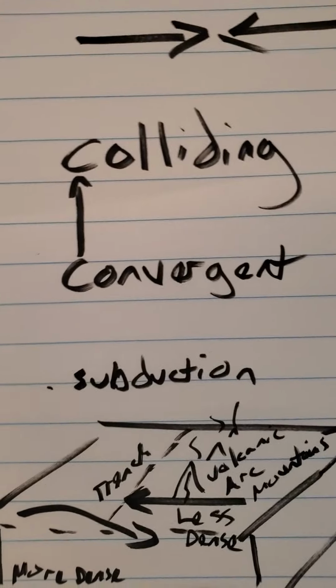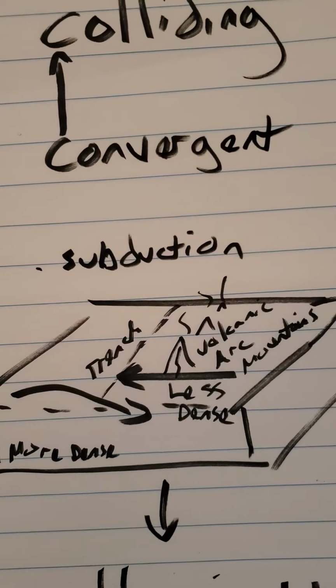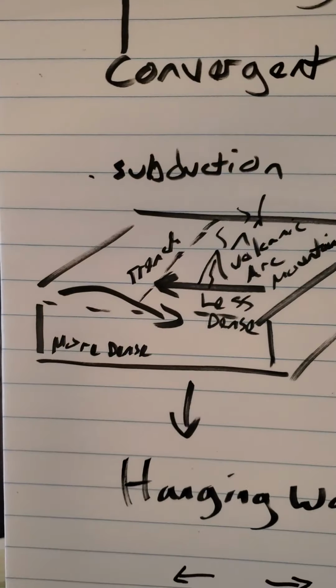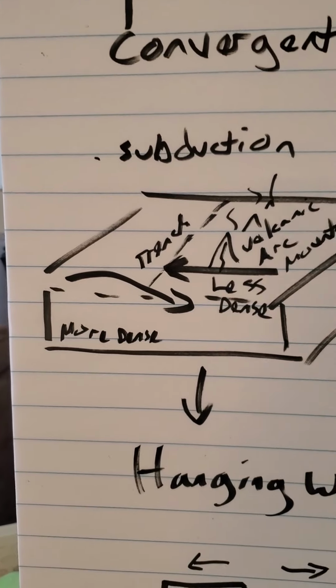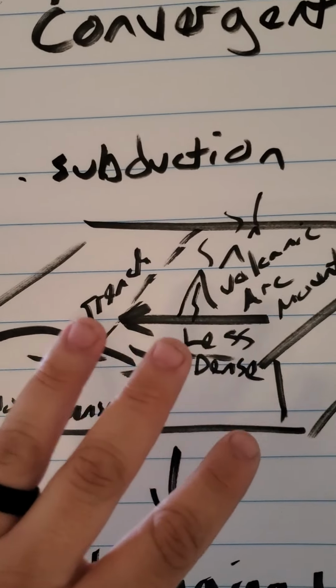So let's go with convergent boundaries first. This is probably where I've spent the most time. This should be reviewed because I think this is such an important part that we should be revisiting this time and time again. Now, this drawing that I've done here should look kind of familiar.